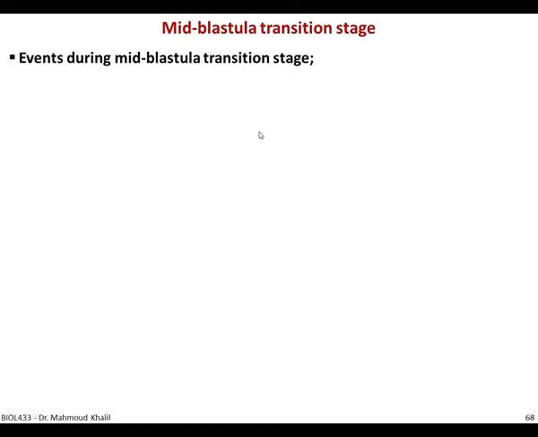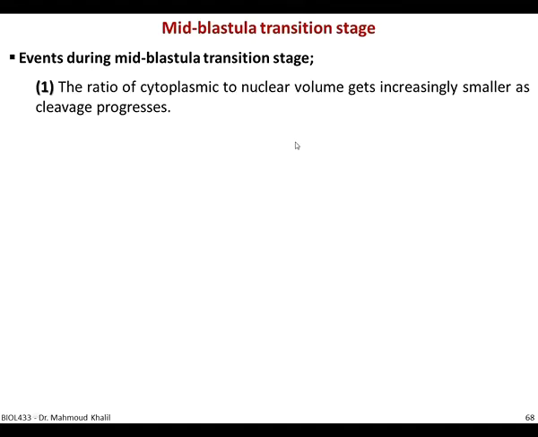So as we said, cleavage goes on, aiming to form the final stage of cleavage, which is called the blastula stage. But we have a mid-blastula transition stage, and this represents the point after which the genes start to express, because the cytoplasmic components have been consumed. So let's collect the events that occur during the mid-blastula transition, because it is almost at the middle of the cleavage process. The first event is that the ratio of cytoplasmic to nuclear volume gets increasingly smaller as cleavage progresses.